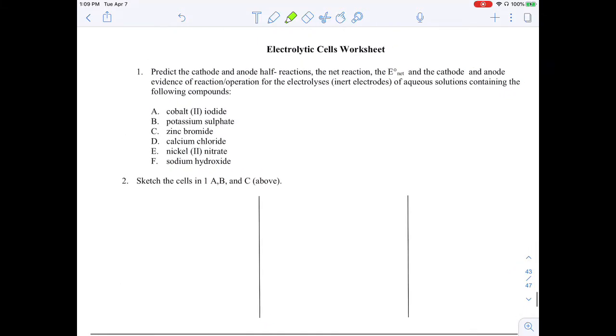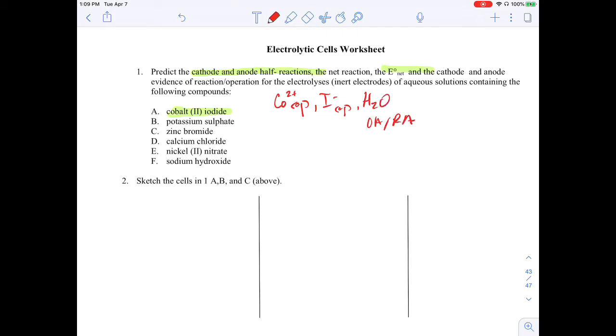In the electrolytic cells worksheet, I'll get you started here. I'm going to take a look at the cobalt 2 iodide cell, and it says to predict the cathode and anode half reactions, calculate the E net. And then down here for A, B, and C, they want you to sketch the cells. So for cobalt 2 iodide, I've got cobalt ions, I've got iodide ions, and I've got water. Water we know is an oxidizing agent and reducing agent. This could gain electrons, so it's an oxidizing agent. This is a reducing agent.